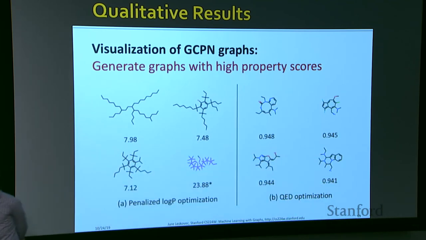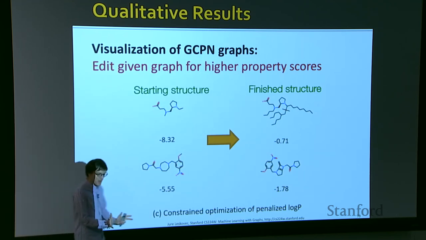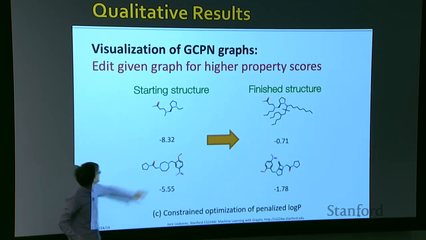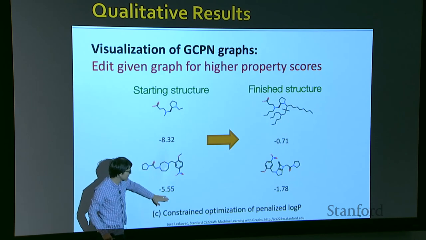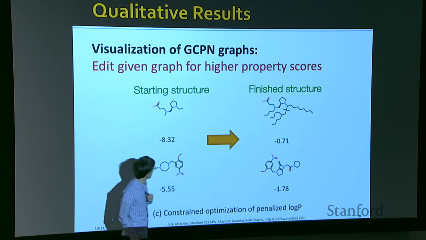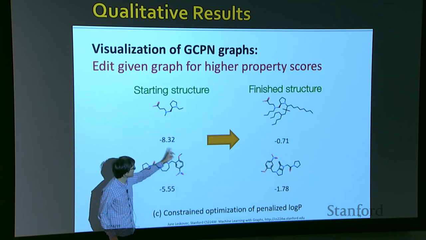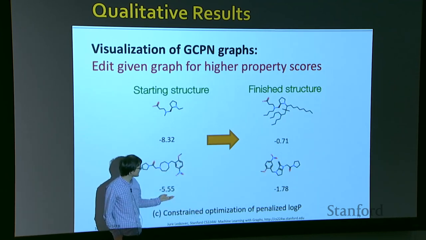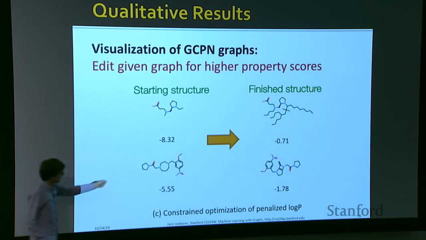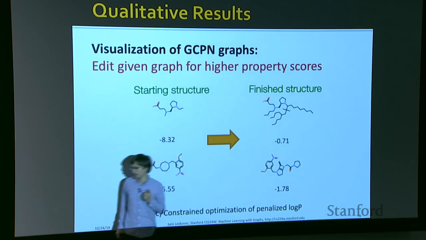What is super cool is that you can also do molecule completion. We can take a partially built graph, and then we can initialize the neural network to take it from there on. So you can take a partially completed graph. Here is its log P value. And then we can run the method to complete the graph. And here is the log P value now. You see how it goes from minus 8 to minus 0.7, or from minus 5.5 to minus 1.8. So basically we can complete this, keep the original structure, but improve the value of the property a lot.